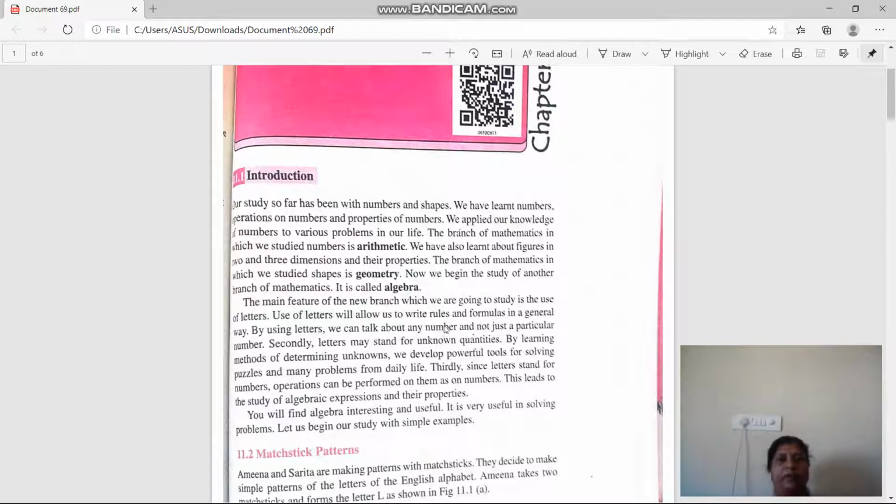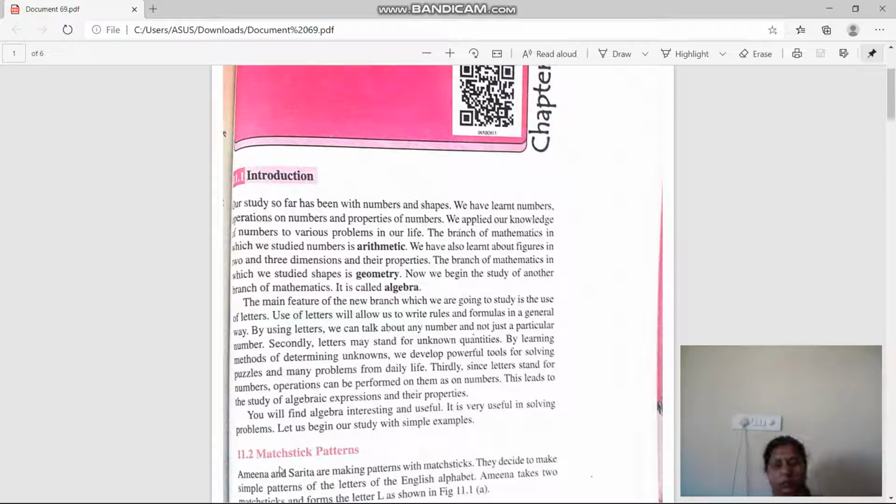Rules and formulas: by using letters, we can talk about any number and not just a particular number. Secondly, the letter may stand for unknown quantities. For unknown quantities also we can take letters. By learning methods of determining unknowns, we develop powerful tools for solving puzzles and many problems from daily life. Thirdly, since the letter stands for numbers, operations can be performed on them as on numbers. This leads to the study of algebraic expressions and their properties. Okay, you will find algebra interesting and useful. It is very useful in solving problems.